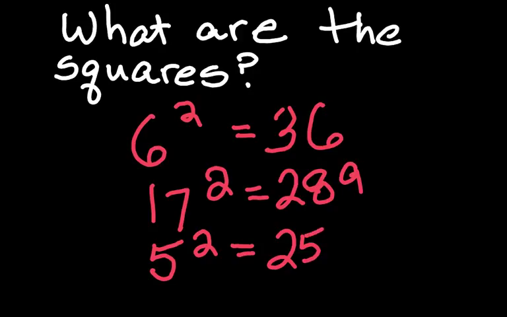Okay, so you have 36, 289, and 25. That's it. That's all that it is. Next.